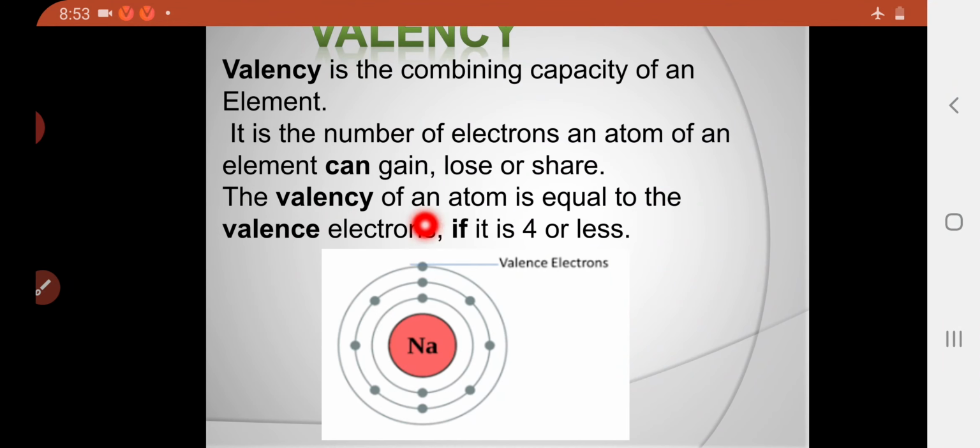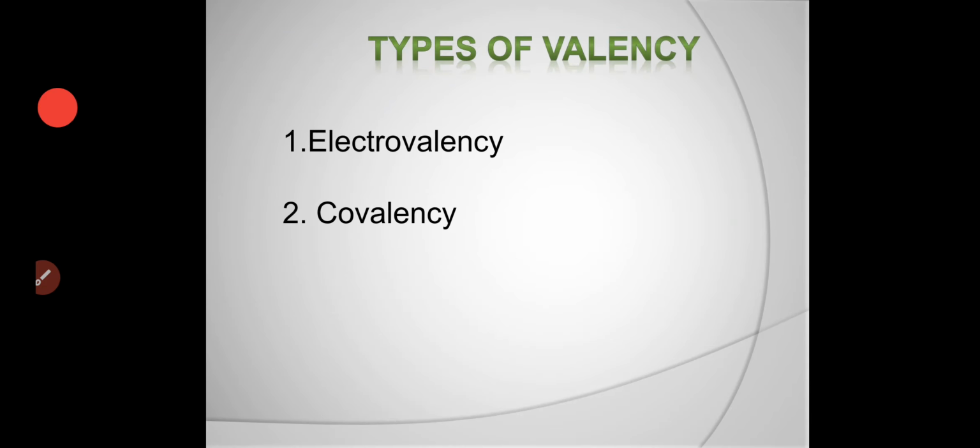The valency of an atom is equal to the valence electrons if it is 4 or less, right? So valence electrons means what? The electrons present in the valence shell are called valence electrons, right? In valency we have two types: one is electrovalency and another one is covalency. Let us study one by one.